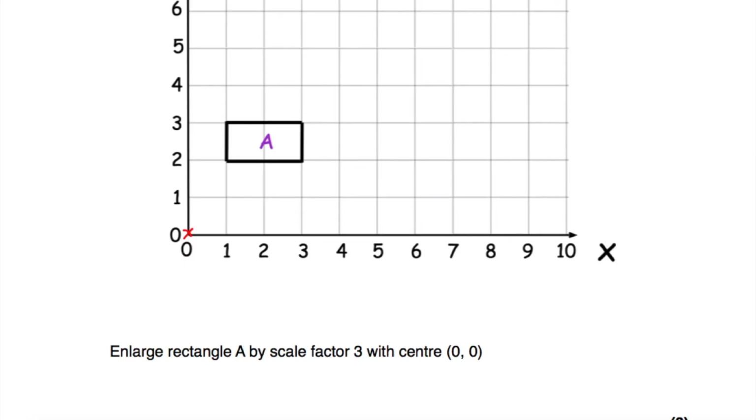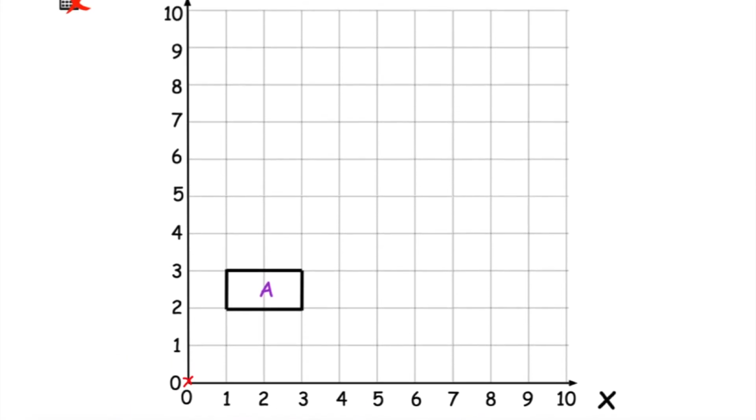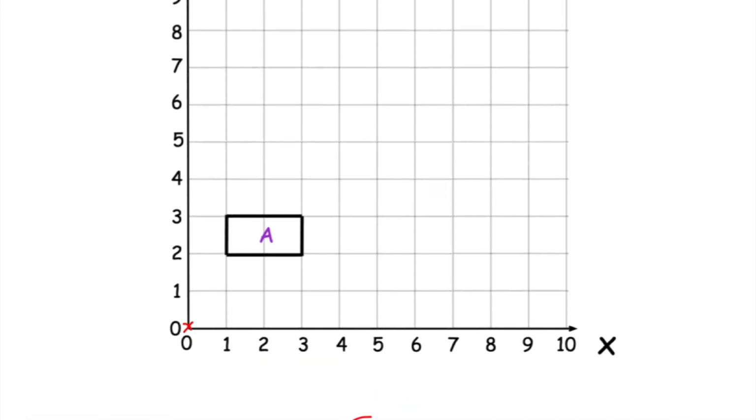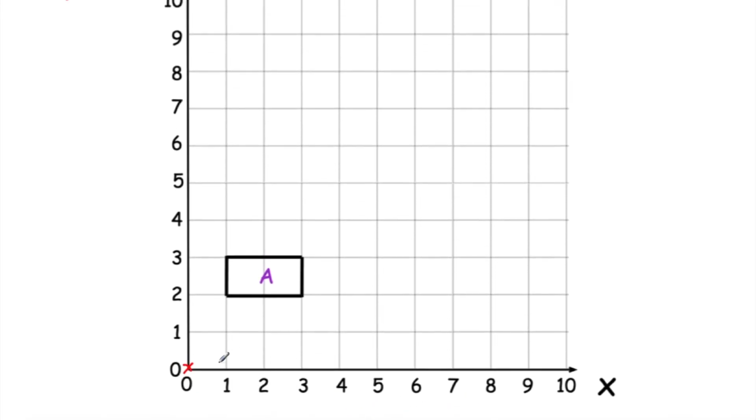So let's do that. So let's go up to our shape, and what we're going to do is make each of the points become 3 times further away from this point. So this point here, the bottom left hand corner of A, we would go 1 to the right and 2 up. Because the scale factor of enlargement is 3, we're going to times those distances by 3. So instead of going 1 to the right and 2 up, we're going to go 3 to the right and 6 up. So 1, 2, 3, 4, 5, 6. That's going to be there.